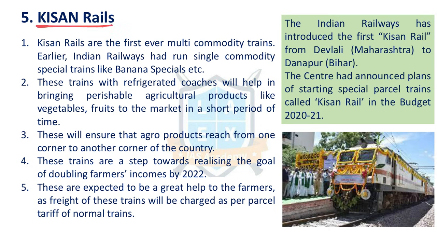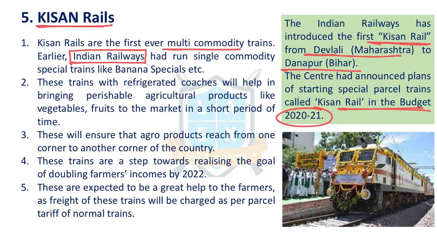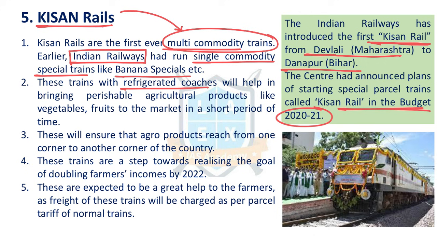Next issue is Kisan Rails. Kisan Rails were the first ever multi-commodity rails. Last year, the first Kisan Rail was inaugurated from Devlali, Maharashtra to Danapur, Bihar. Recently, in this month, 200 Kisan Rails were there. This Kisan Rail idea was proposed in the budget 2021. Indian Railways is implementing the first ever multi-commodity trains, Kisan trains. Earlier, we had special trains for a single commodity, but Kisan Rails are multi-commodity trains. These trains have refrigerated coaches. They bring perishable agricultural products to the markets over a short period of time. This will ensure more revenues. This helps in doubling the farmers' income, and also helps consumers access fresh commodities. It is also expected to reduce the cost of transportation.